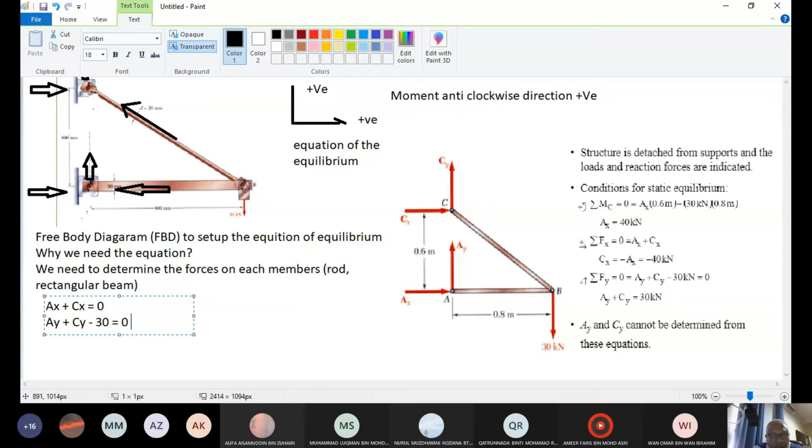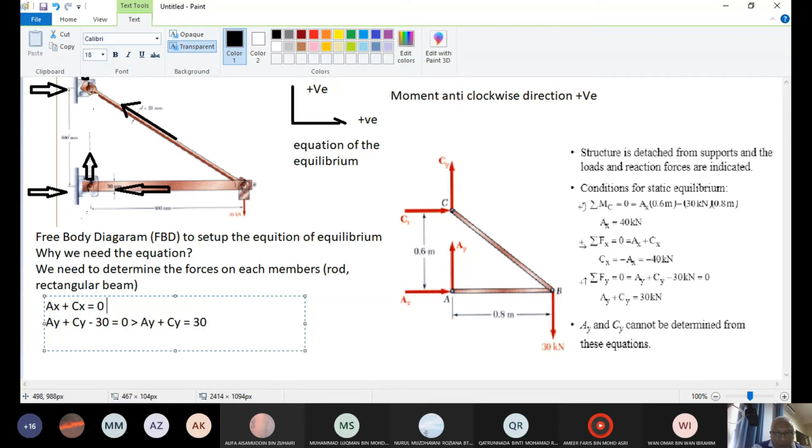Okay, so those are the forces along the vertical axis. If we have a three-dimensional structure, then we have Z. We also have to sum up all the forces on the Z axis to 0. Now, what do we get? Ax plus Cx minus 30, if you solve them, cannot be solved. You only get Ay plus Cy equal 30. Okay.